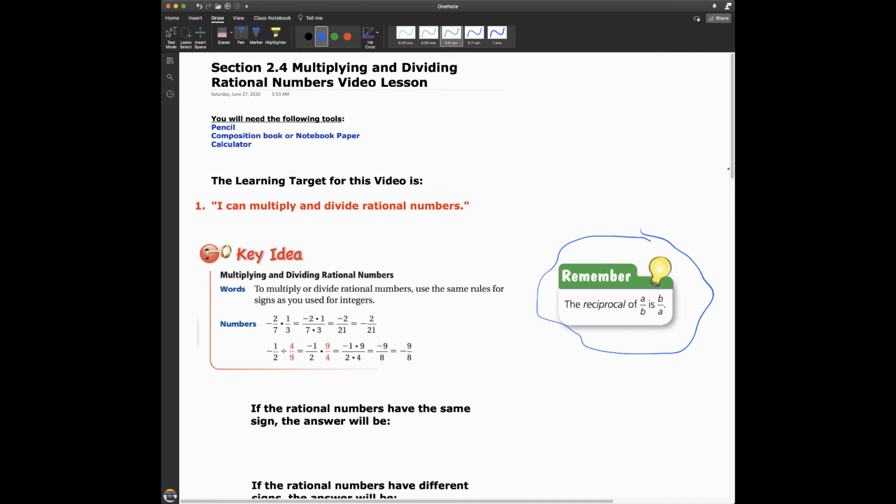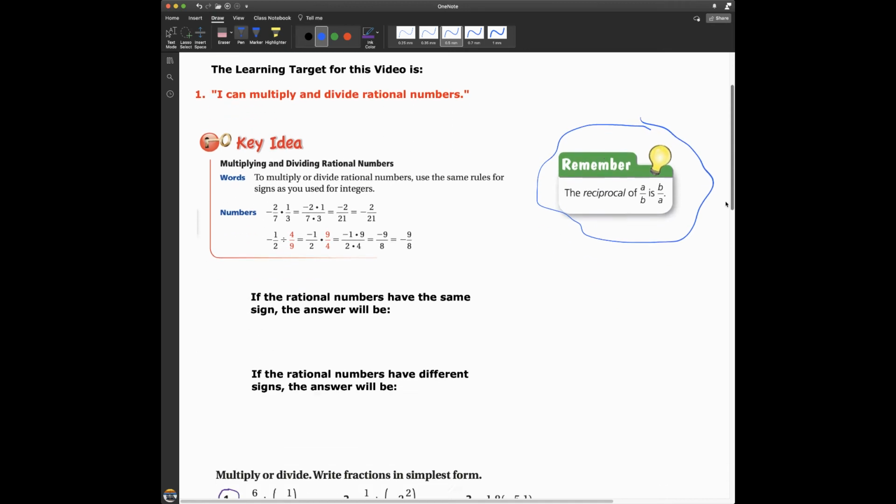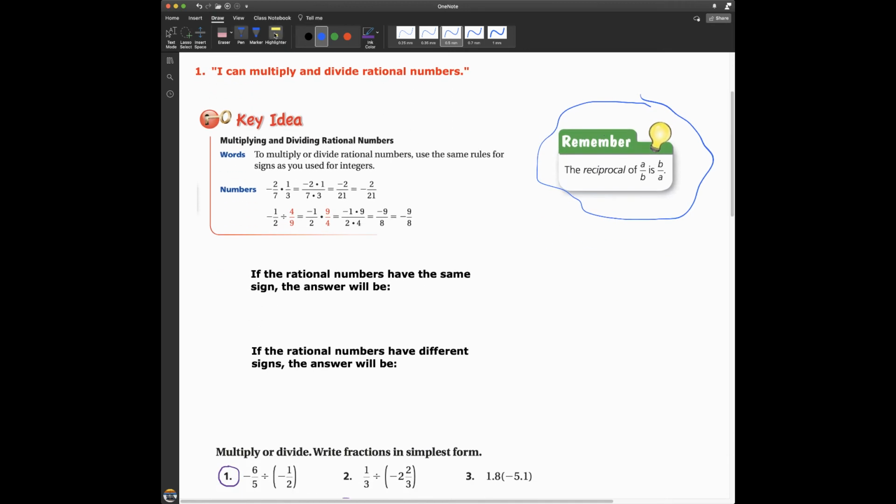All right, so the rules, the key idea here, if you're going to write something down in your composition book, then write these words. To multiply or divide rational numbers, use the same rules for signs as you used for integers.